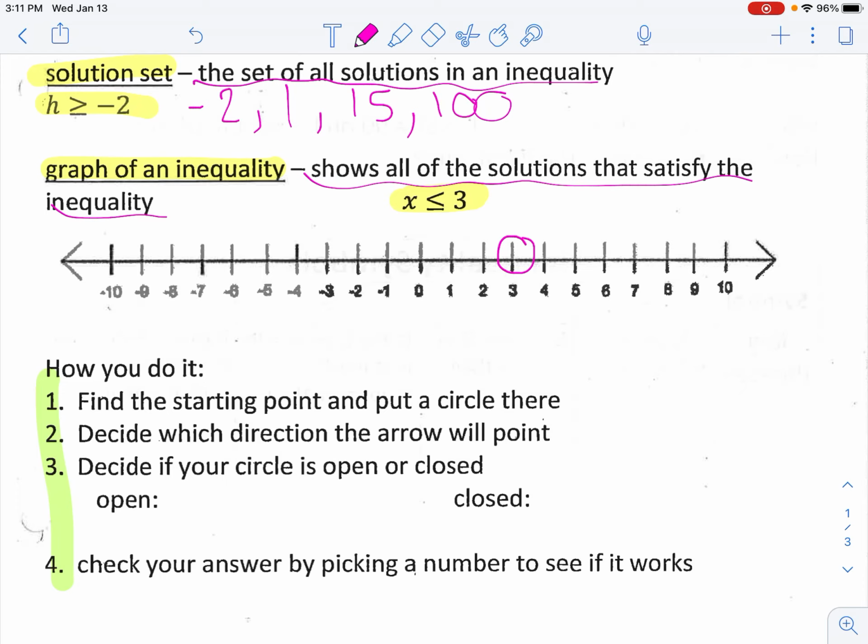Well, notice how the arrow in the less than is pointing to the left. So we are going to darken the arrow pointing to the left. That is the direction that our arrow is going to get darkened.